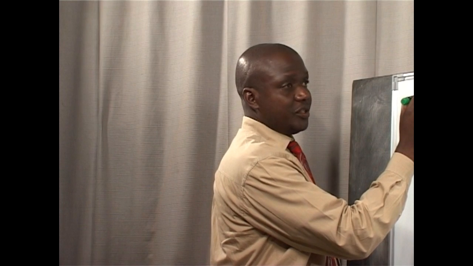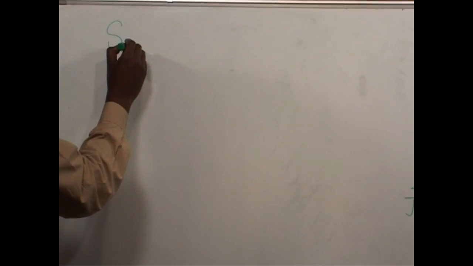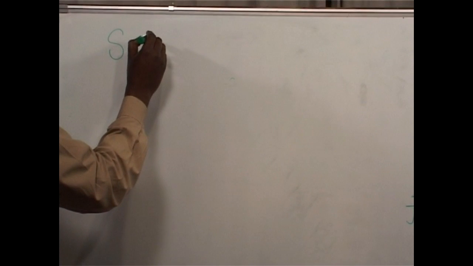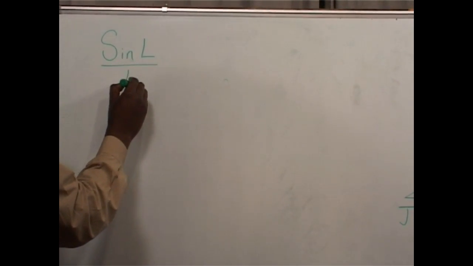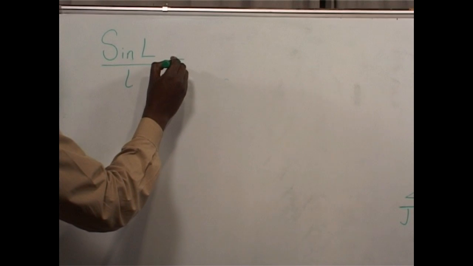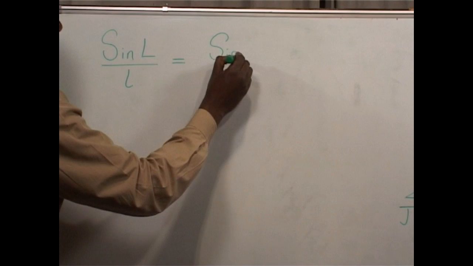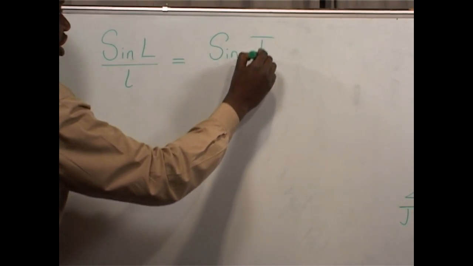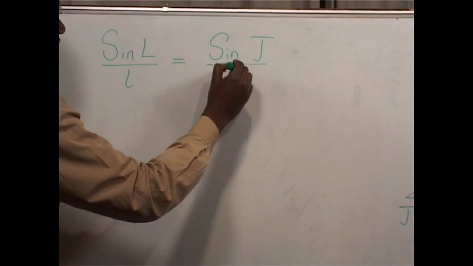So we are going to start by finding the angle L. And this is what I expected you to come up with. The sine of the angle L over the side L should be equal to the sine of the angle at J divided by the side small letter j.